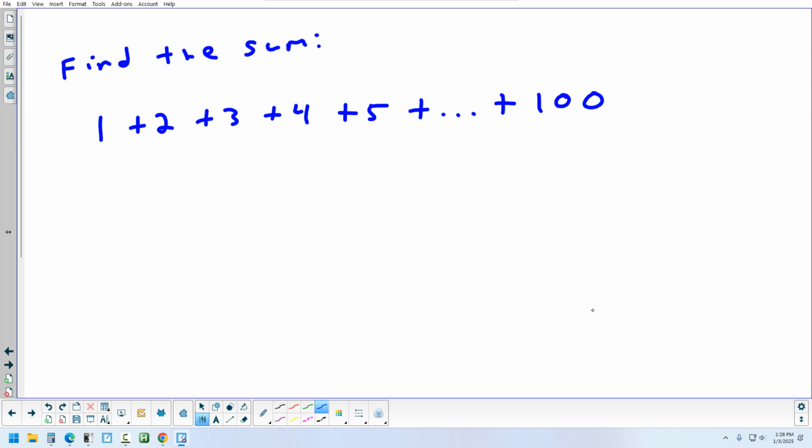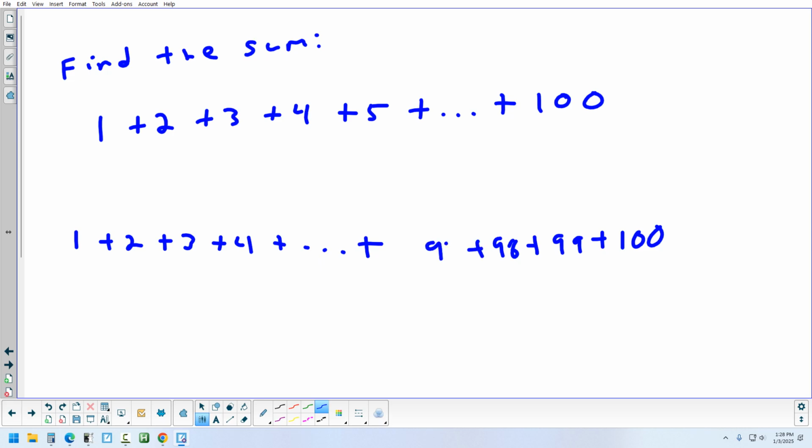You're adding all those numbers up. Let me write it like this. And then let's do 100, 99, 98, and 97. So you're adding up every number from 1 to 100. Can anybody think of a way you could group those numbers together so you're really adding up multiple copies of the same number?